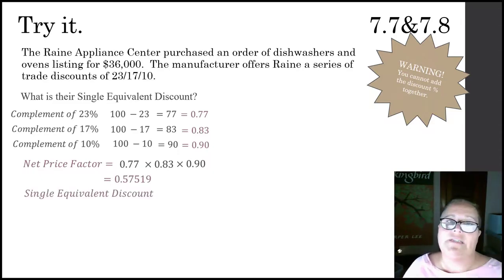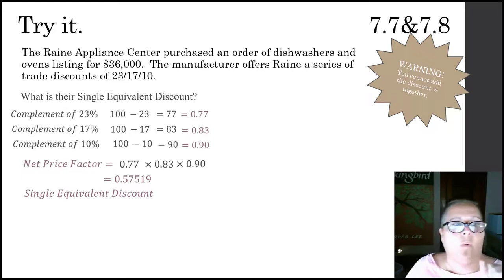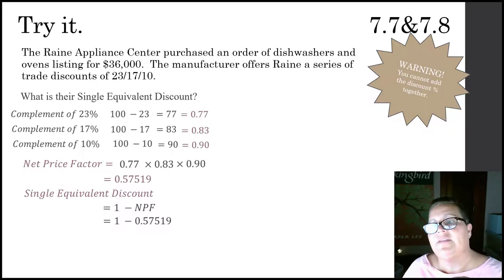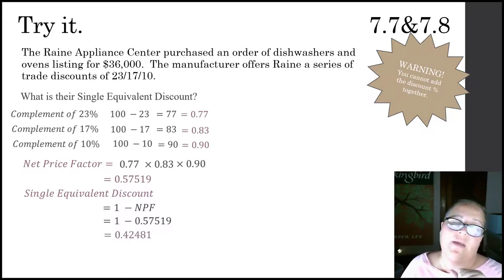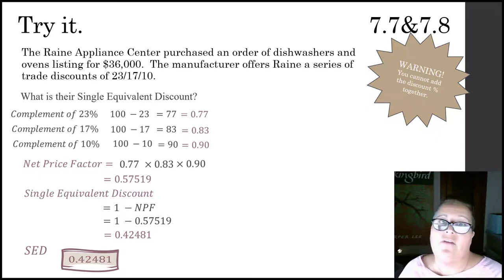The single equivalent discount is 1 minus, or the rest of the way to 100. So I'm going to take 1 minus that net price factor, 1 minus 0.57519, to get 0.42481. So my single equivalent discount is 0.42481. This is the same as saying 42.481% is the single equivalent discount.